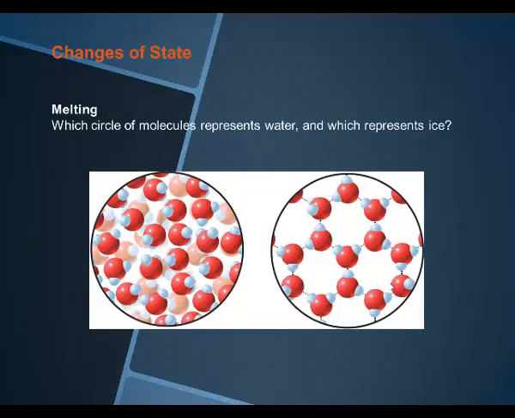So, looking at these two pictures, identify which circle represents the molecules of water and which one represents ice, and write it directly below each circle. So which one represents water, which one represents ice.